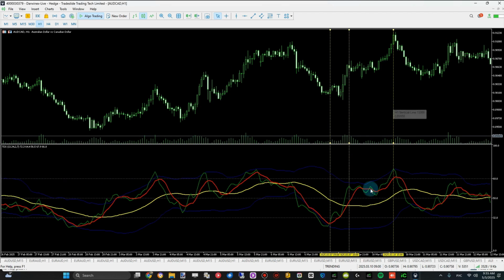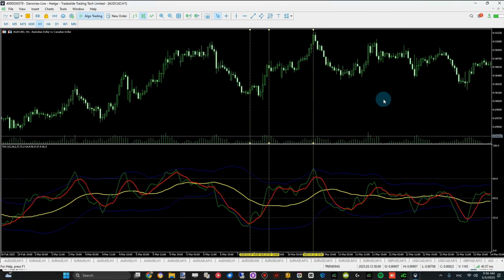This is the second signal. So we trade on the crossing of lines in the center and on reversals at the edges. This is how this indicator works and the signals it provides.